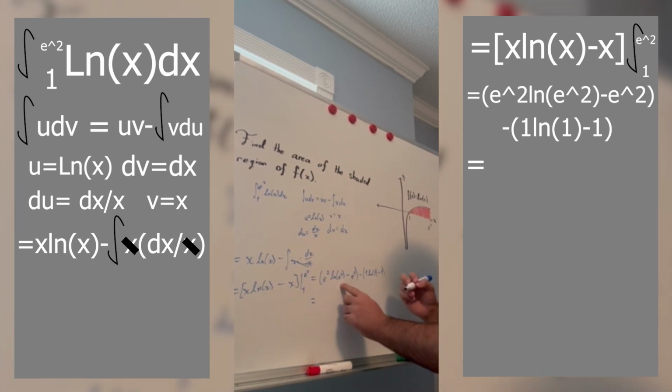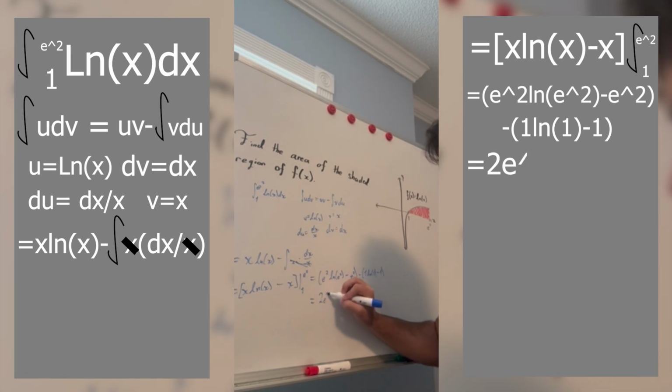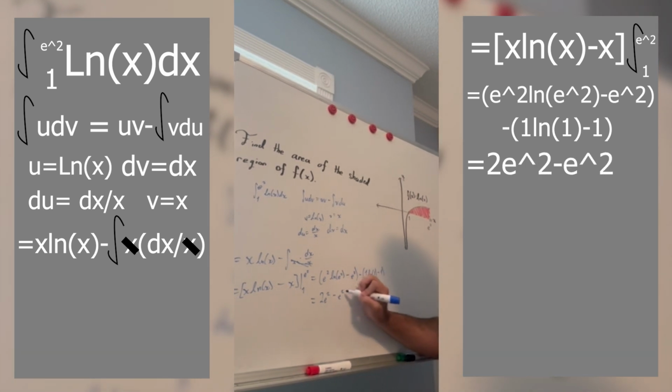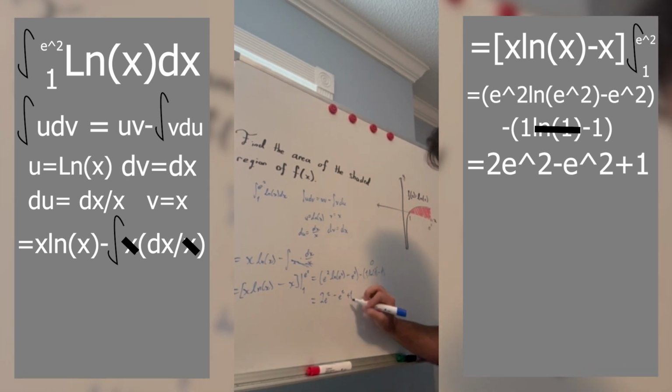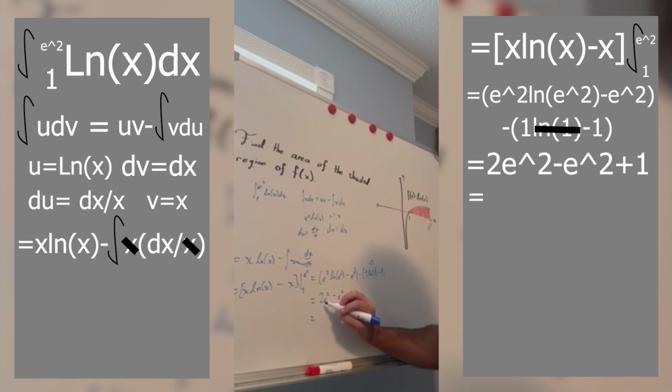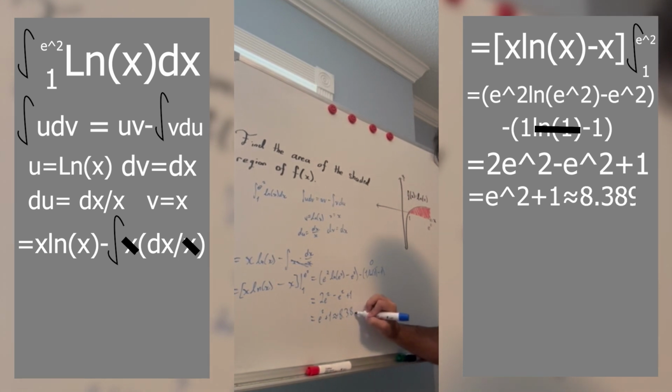Ln of e squared is just 2, so we'll have 2e squared minus e squared. The ln of 1 is just 0, so this will cancel out, and we're left with negative 1, so positive 1, which is equal to 2e squared minus e squared, which is just e squared, plus 1, which is approximately 8.3891.